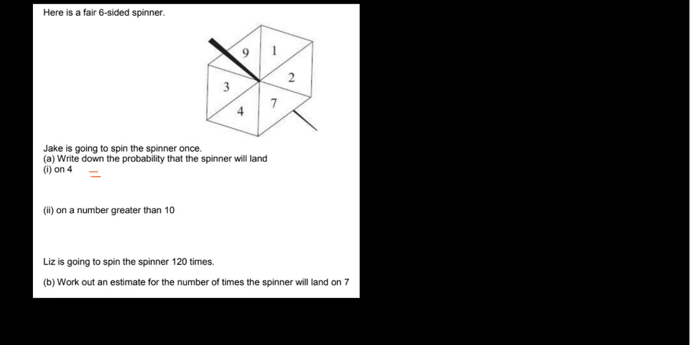It says it's a fair six-sided spinner. That's why we make that assumption, right? Okay. So how many 4s are there? There are 6 numbers, and there's only one 4. So the probability of it landing on 4 is going to be 1 over 6, because there's only one 4 out of 6 possible outcomes. There are 6 numbers that can come, and only one of them is 4.